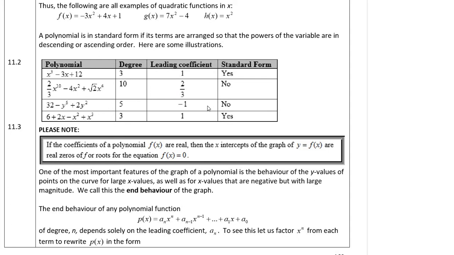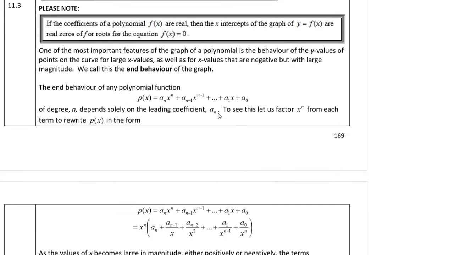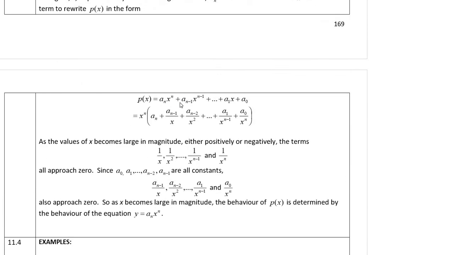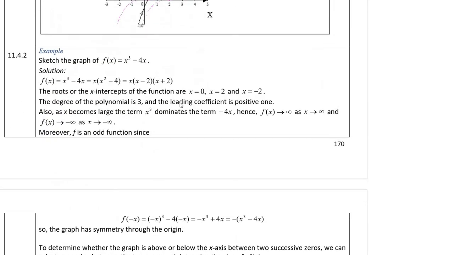Standard form just means that you've arranged it either ascending or descending. Alright, so the end behavior, as I said, is determined by that leading term and the leading coefficient. So that is important to us. Okay, and that we must know.